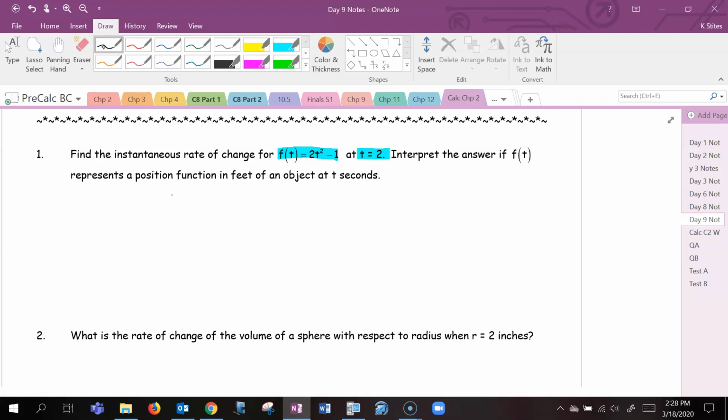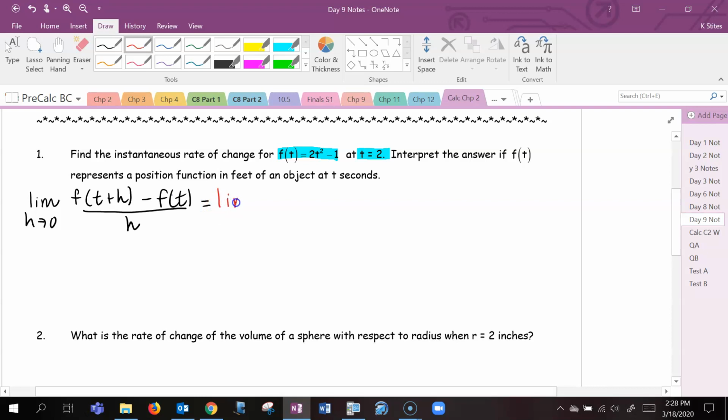So instantaneous rate of change meaning we're going to do our difference quotient. So we will have limit as h approaches 0 of f of t plus h, because we're dealing with t, minus f of t all over h, and again t is 2, so I'm going to go ahead and plug in that 2 now, but if you would like to plug it in later, that's fine. Okay, and now we'll plug this in. Watch your neatness and your notation, please.